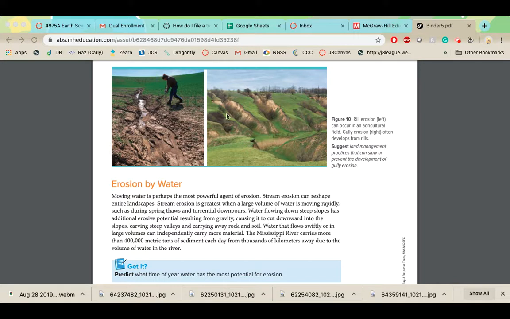The steeper the slope, the greater chance water is going to erode that away. So see how it's really steep right here? And so there's no plants growing because it's eroded it away.